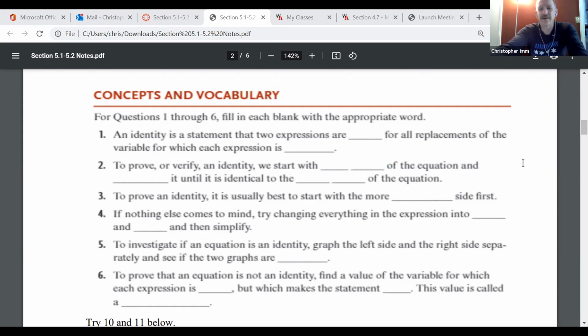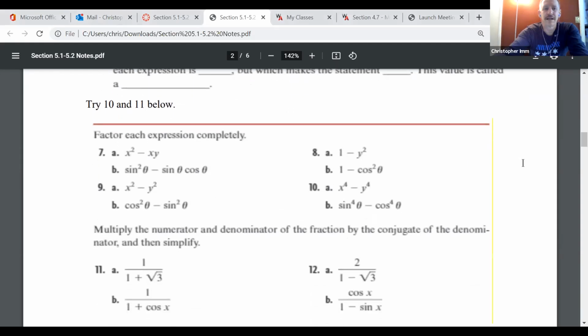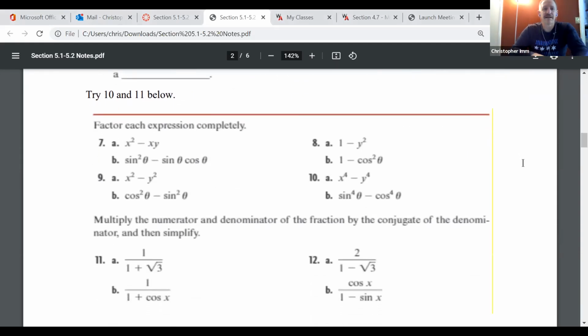And I like to start out with a little algebra. So let's look at some factor practice here. So I want to try 10 and 11. So if I have something like x to the fourth minus y to the fourth, is there any way that you can think of simplifying this, something like that?